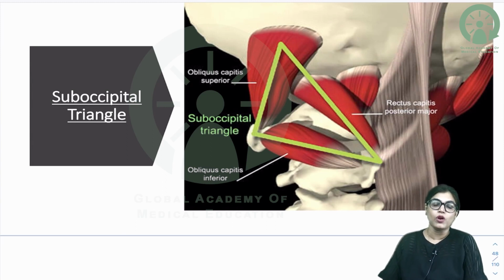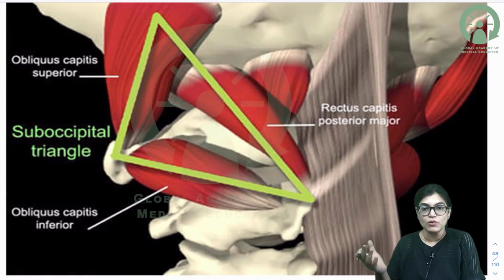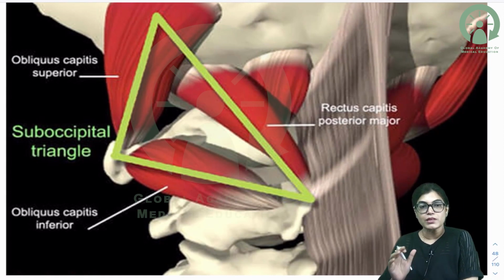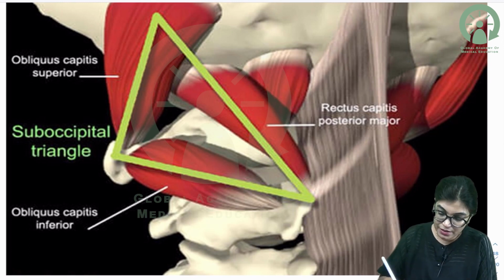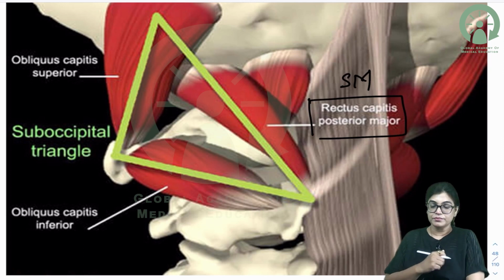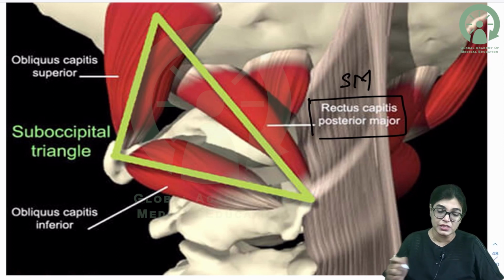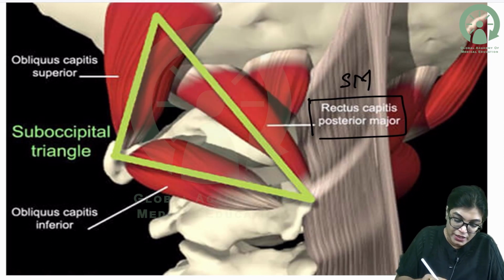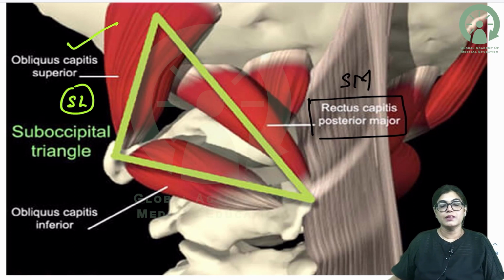Suboccipital triangle is a small triangular space in the occipital region posteriorly. Let me just enlarge this image so that you can understand the boundaries. When I am talking about suboccipital triangle, its boundaries are the following. It is bounded supromedially by rectus capitis posterior major muscle. It is bounded suprolaterally by obliquus capitis superior muscle.